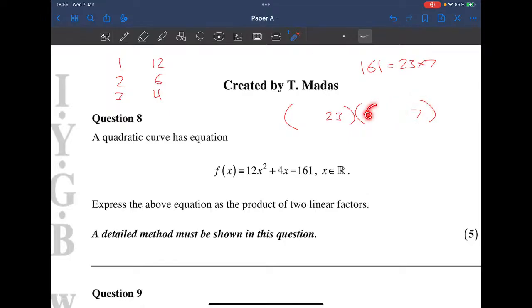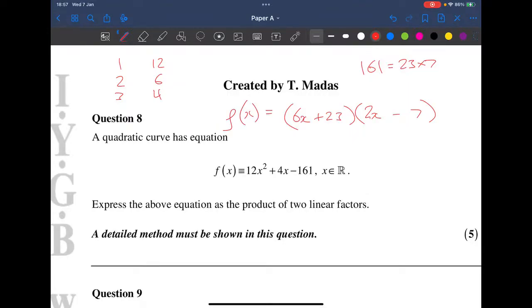So it doesn't go here because it needs to be times by the 7. So it's going to go in this bracket, and therefore the 2x will go in this one. And then just double checking the positive, negative sort of stuff. We need positive 4. So we need to make sure that the 2 and the 23, which give us 46, is bigger than the 6 and the 7, which give us 42. So we need a positive 23 to be bigger, and then taking away the smaller number of the 42. So that should be our two linear factors we have for f of x.